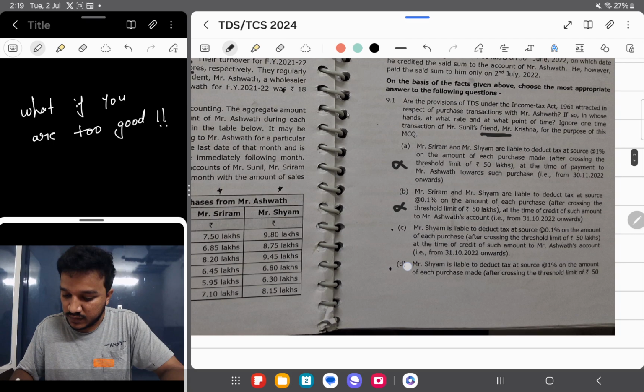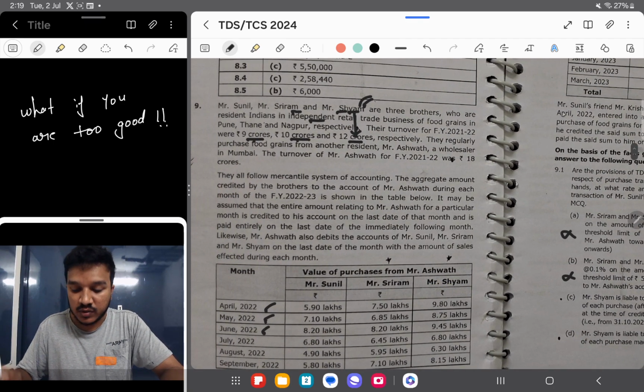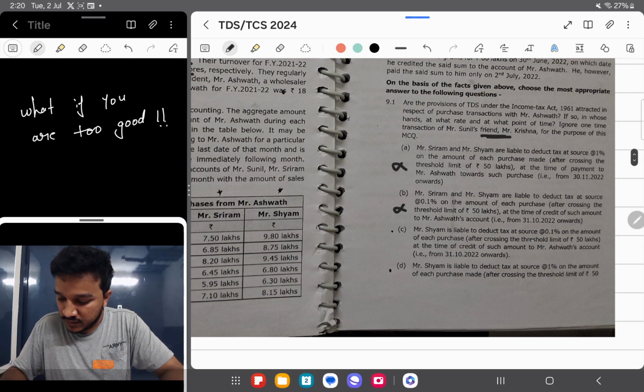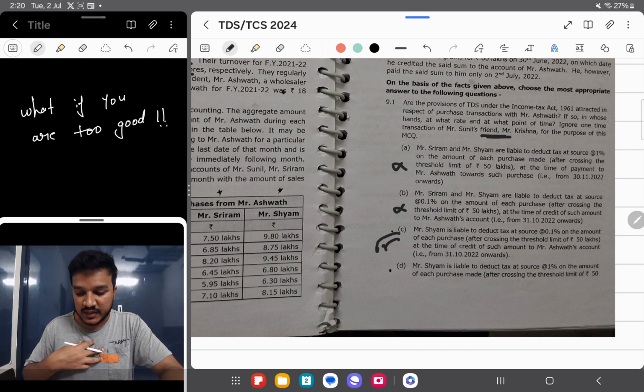Because in this case, for Sham, TDS is applicable. Mr. Sham is liable to deduct tax at source 0.1% on the amount of purchase. Mr. Sham is liable to deduct tax at the rate 1% on the amount of each purchase. So the answer should be C, because Sham is liable to deduct tax at source 0.1% is also correct.